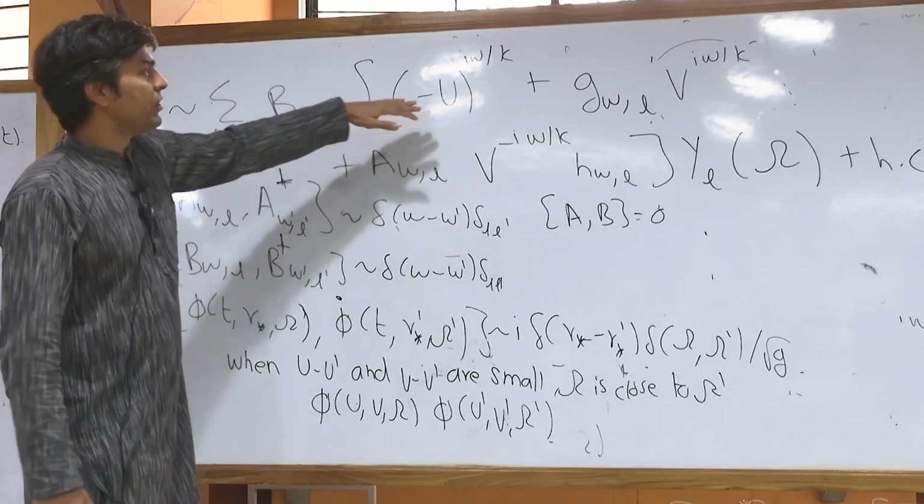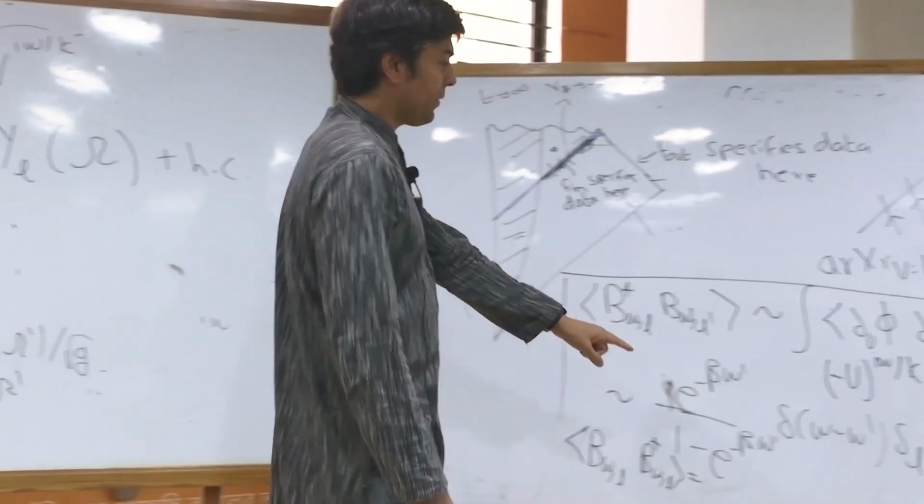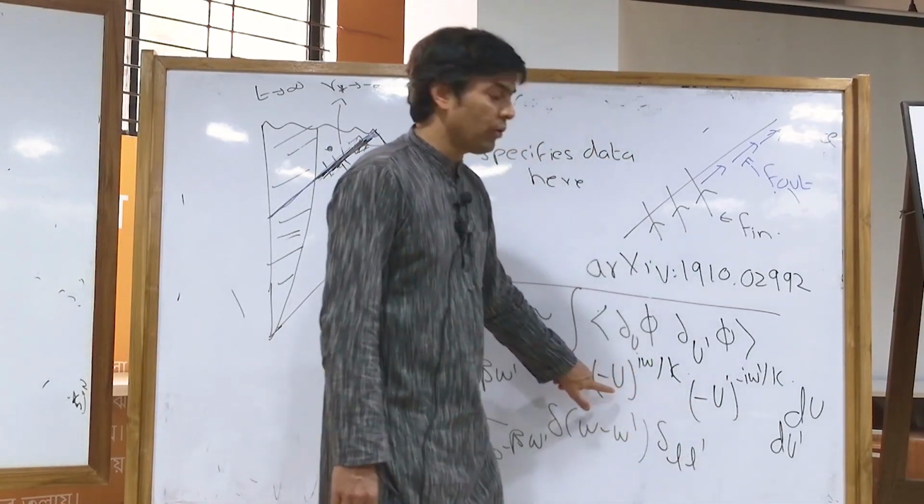The b's here come with a u to the i omega by k. So in fact, I have to take this and multiply it with a u to the i omega by k and u to the i omega prime by k, and do an integral over u.